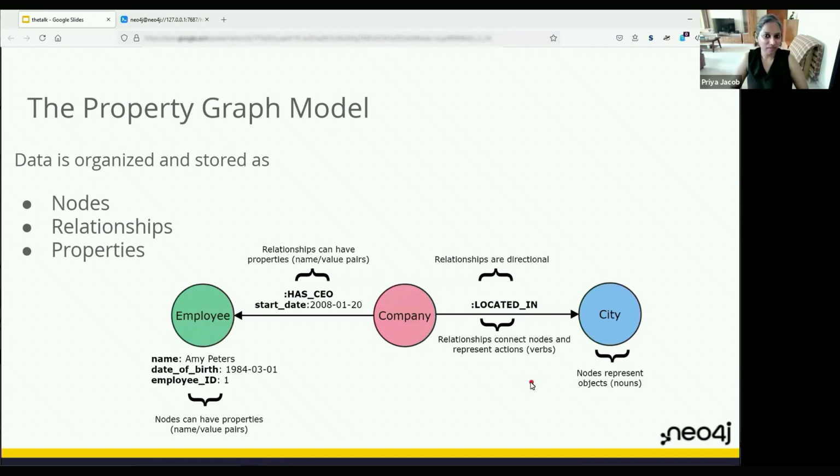All right, so data can be organized and stored as nodes, relationships, and properties. Now, what is a node? A node is an entity. It could be anything to denote people, places, things. It could be abstract concepts. It could be events. It could be objects, or it could also be object states. Now, relationships are what add structure to the graph.